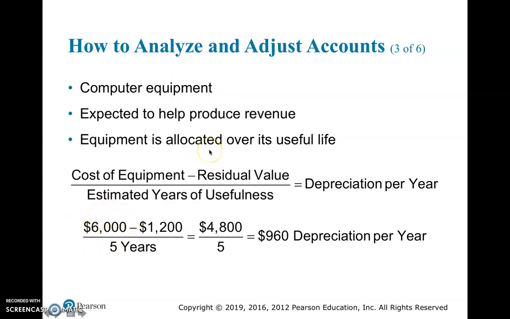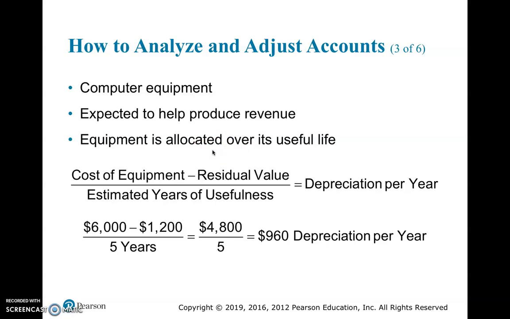Now, we have been using it during the month, and we need to show the usage of that asset as an expense. The name of the expense is depreciation expense. Now, how do we arrive at the amount of usage? That is called depreciation, and there are different methods to arrive at depreciation.